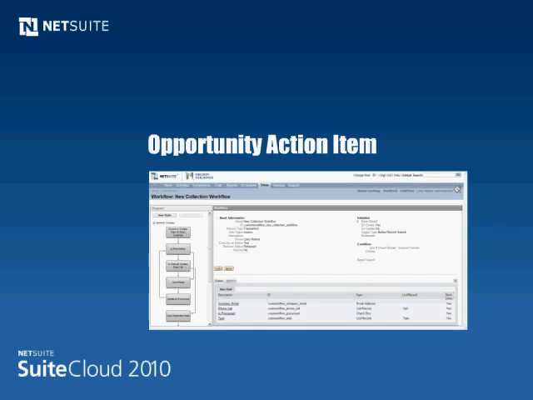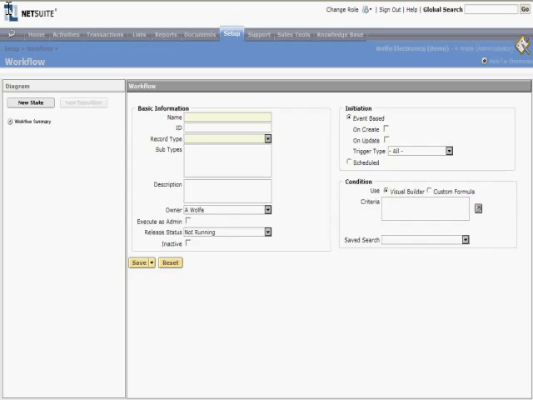Let's start with a simple example of a sales process customization. Suppose in your company you would like to enforce a rule that whenever an opportunity changes to in discussion status, there needs to be a value in the action item field. In the past, this would have been done with a client script on the opportunity form, but I'm going to show you how to quickly provide a solution using SuiteFlow.